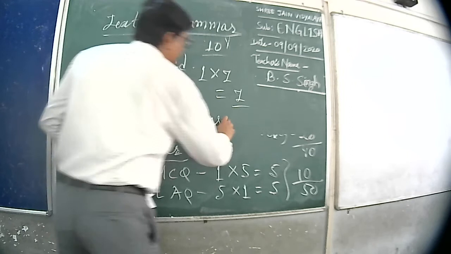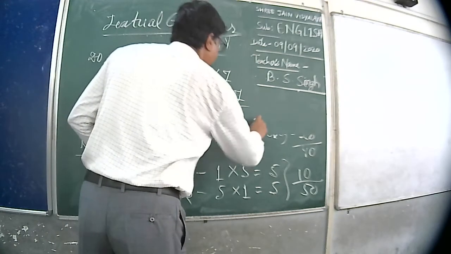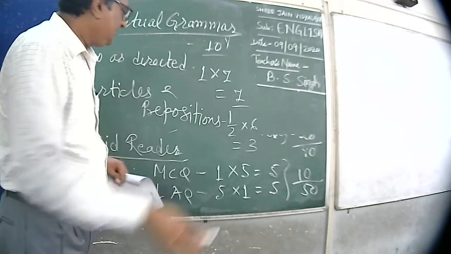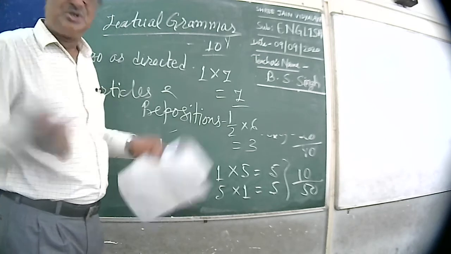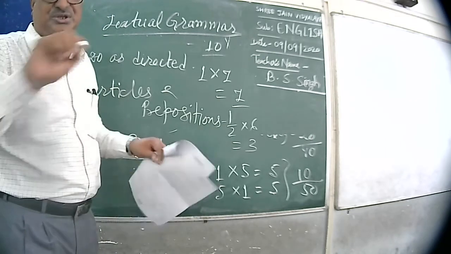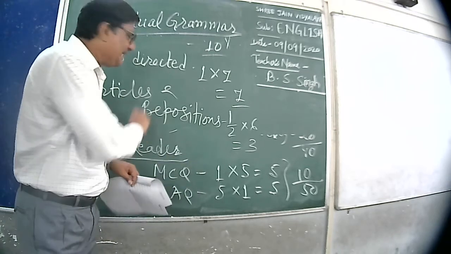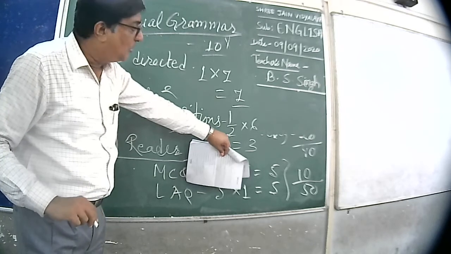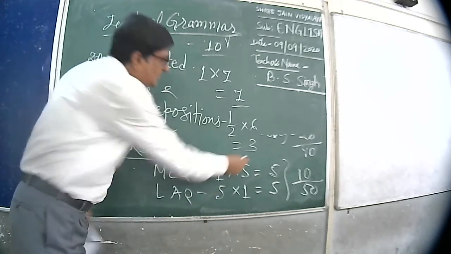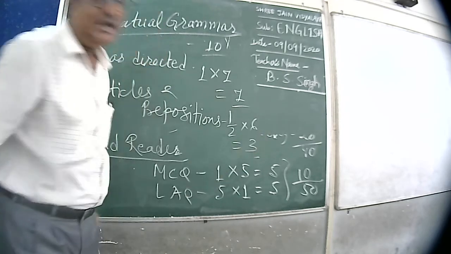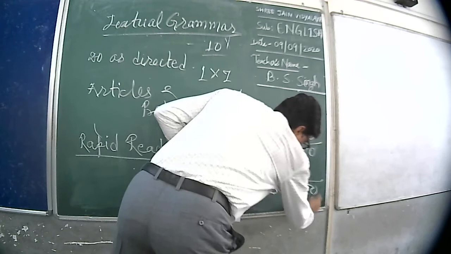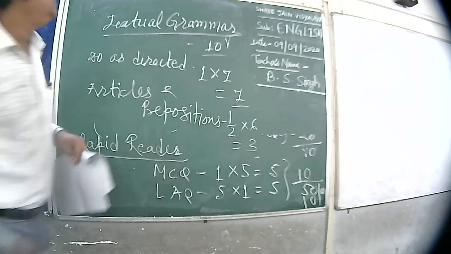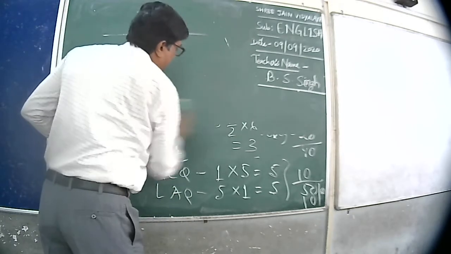Articles and prepositions. And very strangely, there will be 6 blanks. Fill in the blanks with appropriate articles and prepositions. Half a mark each. One blank for half a mark and a total of 6 blanks, 3 marks. So 7 and 3, 10. It is 60. And where are the other 20 marks?